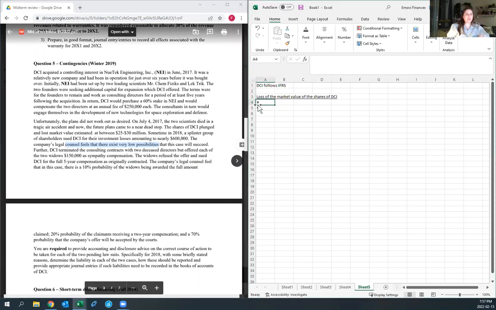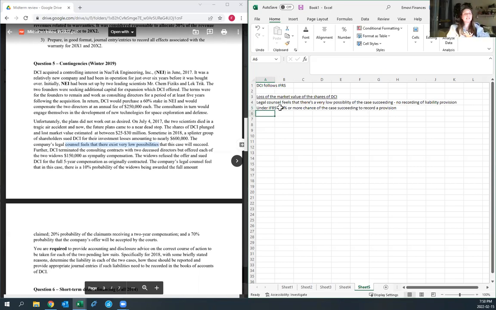I'm going to put it down. So since the legal counsel feels that there's a possibility of no reporting liability under IFRS, okay, so I just put down the theory.